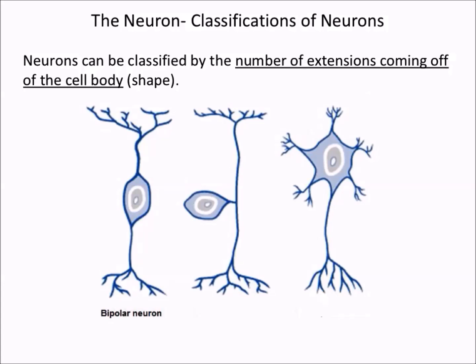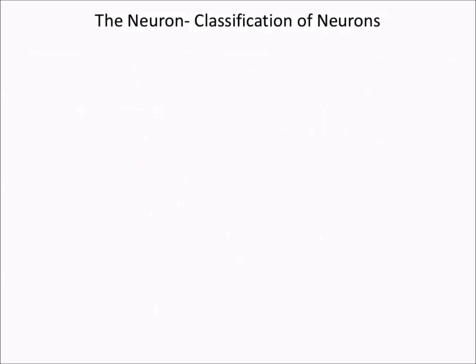In the second image, you see 1 extension coming off of the cell body. This is called a unipolar neuron. And in the final image, you can see that there are many extensions coming off of the cell body, and we would classify this as a multipolar neuron. Another way that neurons can be classified is by their function.